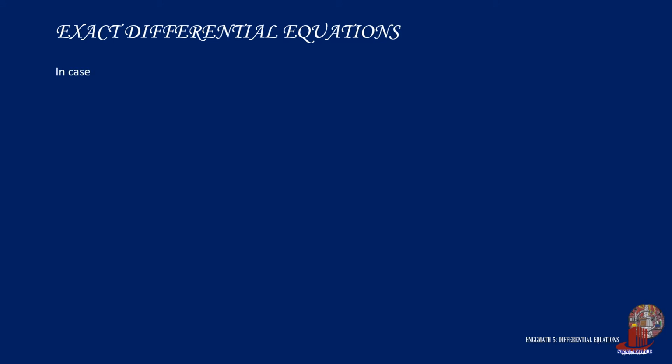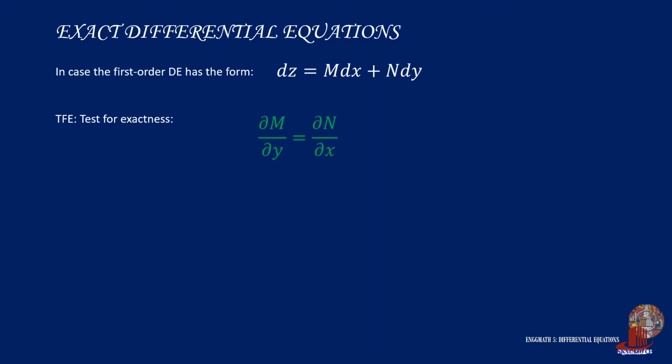Now, in order to make sure that the first order DE with the standard form is truly an exact DE, the test for exactness should be done. The test states that the partial derivative of M with respect to y is equal to the partial derivative of N with respect to x. How was this derived?